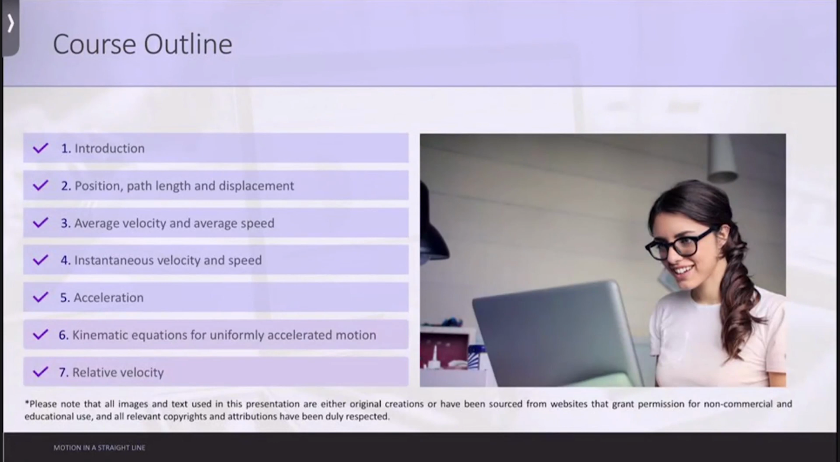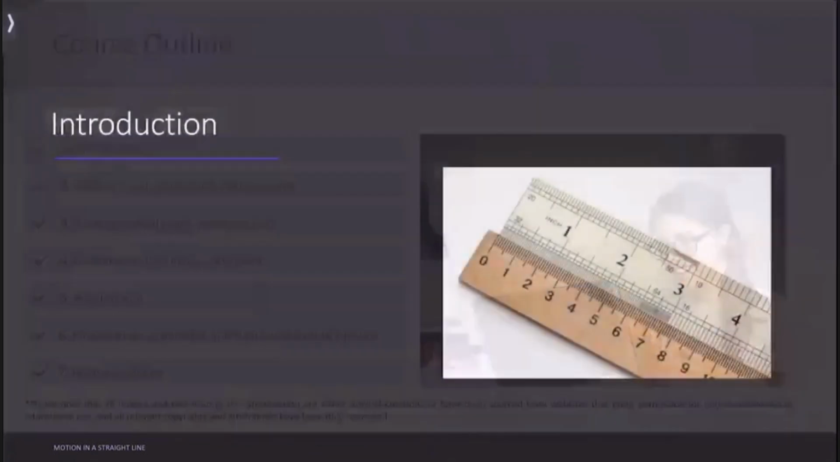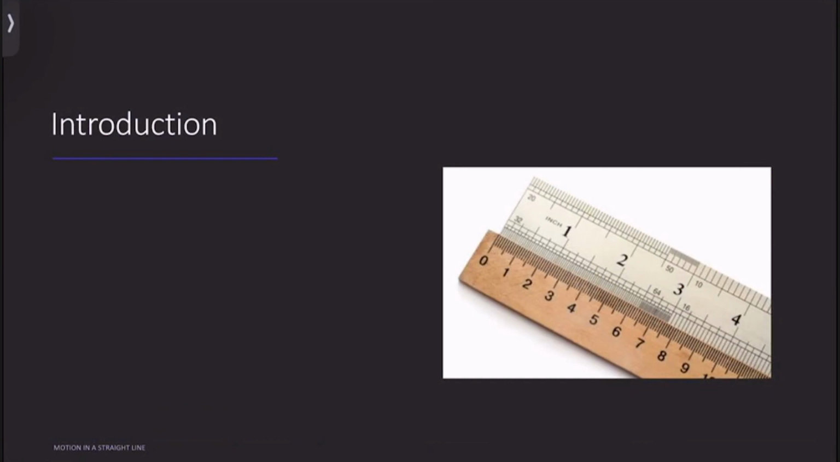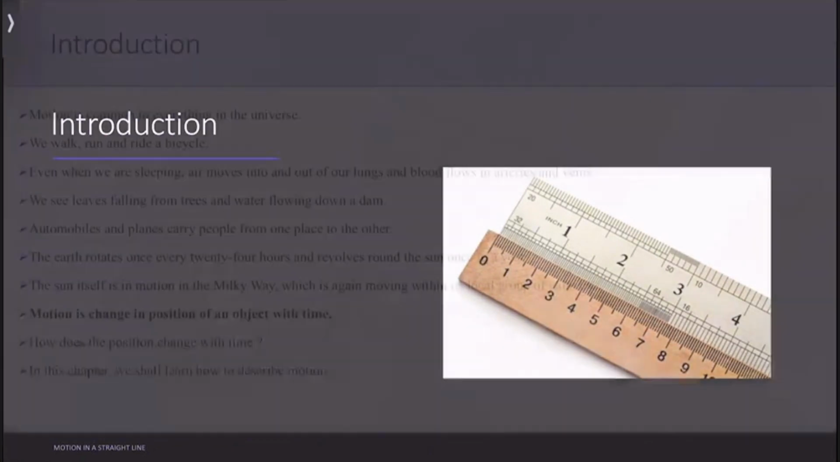Fine. So this is the course outline for your second chapter of the class 11th textbook, that is motion in a straight line. So here we'll start with the introduction. Let's directly start with the introduction. Let's not go into details of whatever is written in the course outline. As the topics go by, we will go through every discussion which is written after this. So, the introduction to this chapter.